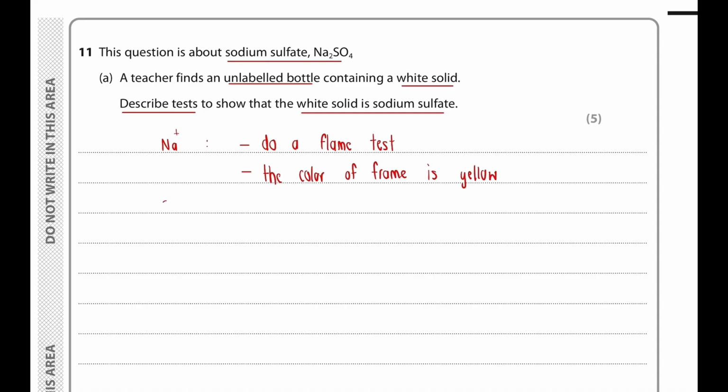Then, in order to test the sulfate ion, the student must add hydrochloric acid. Add hydrochloric acid. And then add barium chloride solution. And then the result is that a white precipitate will be formed.